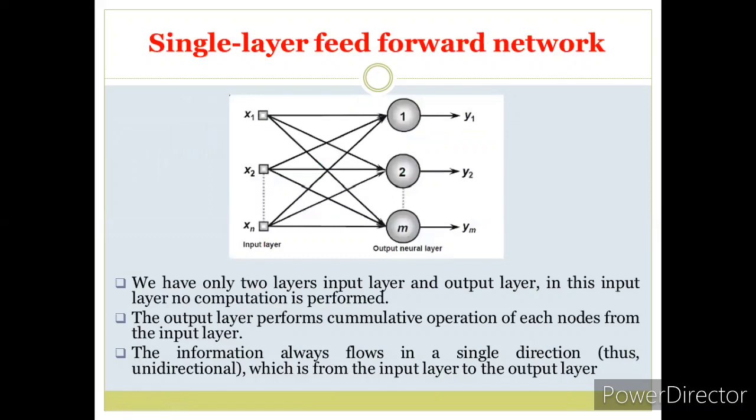First, the single layer feed forward network. Here we have two important layers: one is the input layer, and the other is the output layer. So this is the input layer and this one is the output neural layer. In this, the input layer performs no computation, whereas the output layer performs a cumulative sum operation of each node from the input layer. As we already know, each node is interconnected, and this output node just performs the cumulative operations received from the input layer. So the information always flows in a single direction. That's why it is also called a unidirectional feed forward network, from the input layer to the output layer.